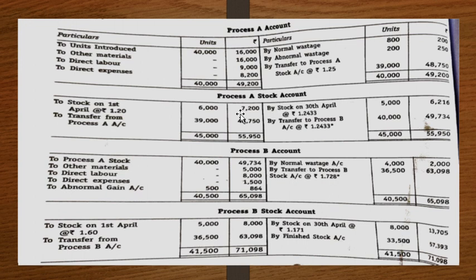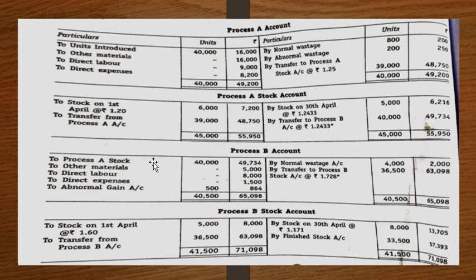So that is why we have prepared the process stock account by taking into consideration the opening stock and the number of units in process A's account and the closing stock for that process. After deducting the input with the output stock, the balance will be transferred to the next process, that is process B. So the stock and value to be transferred to the next process is 40,000 units and 49,734. Now we will prepare process B's account.